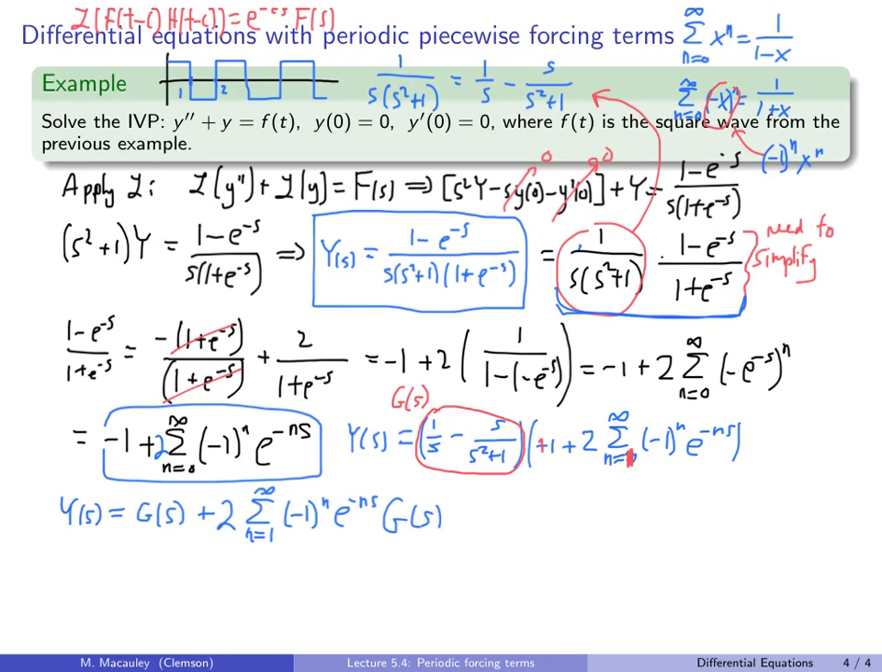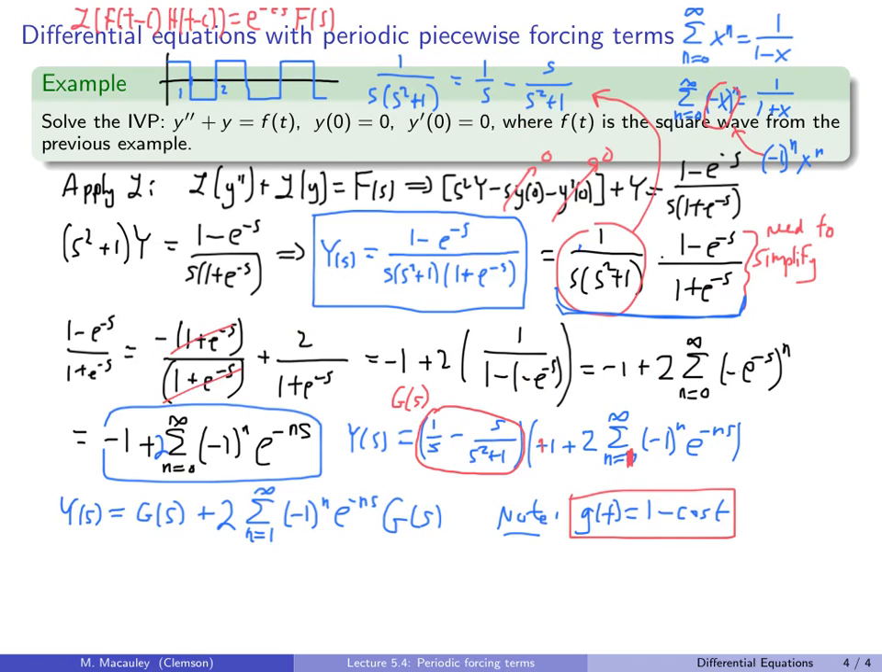So g of s is, so what is g of s again? Where was it? It was this thing. So note that, what's the inverse Laplace transform of this thing? The inverse Laplace transform of this thing goes to 1, and this thing goes to cosine of t. So g of t equals 1 minus cosine of t. Let me box that. So that's what we need to apply this formula in reverse.